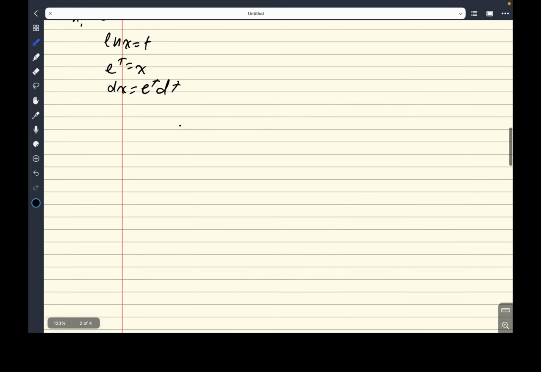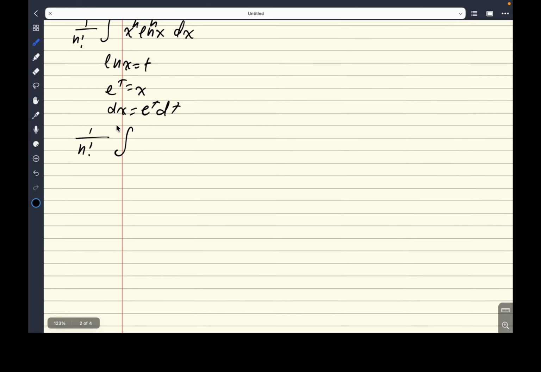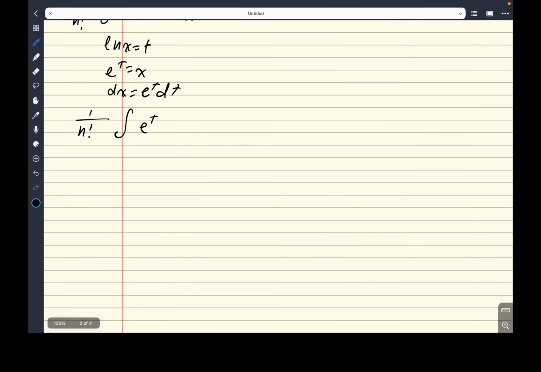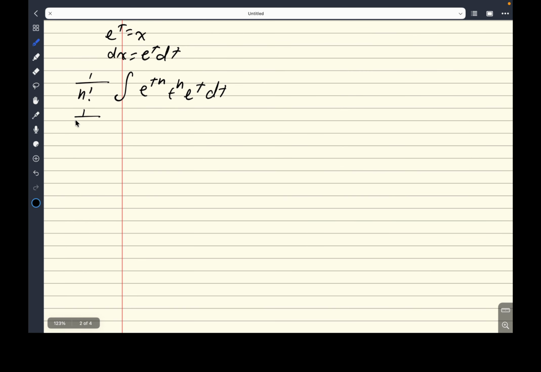Now if I substitute what I got here, I'm going to be getting e to the tn, t to the n, e to the t dt. This is what I'm going to be left with, and it's going to be 1 over n factorial, e to the t of n plus 1, because it's going to be e to the tn plus t. T can be factored out.